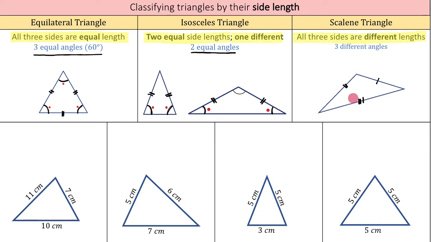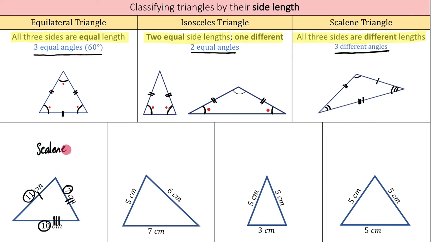Another characteristic we know about scalene triangles is that they have three different angles. So this angle would be different from this angle, which would be different from this angle right here. That's a characteristic of scalene triangles. Now let's see if we can identify these. So this has 11 centimeters, 7 centimeters, 10 centimeters. They're all different, so we could put in dashes to denote that. And because they're all different, we know it's scalene.